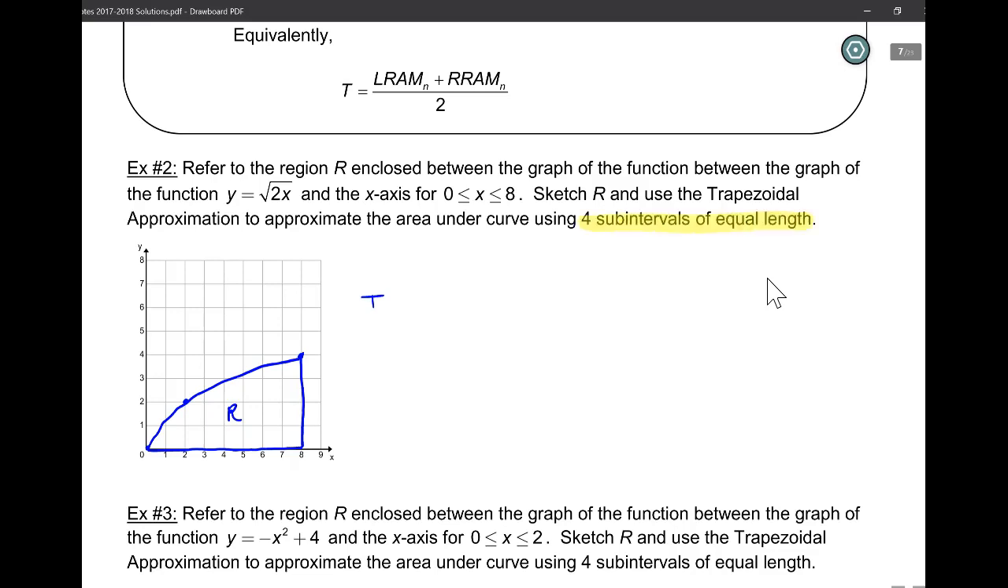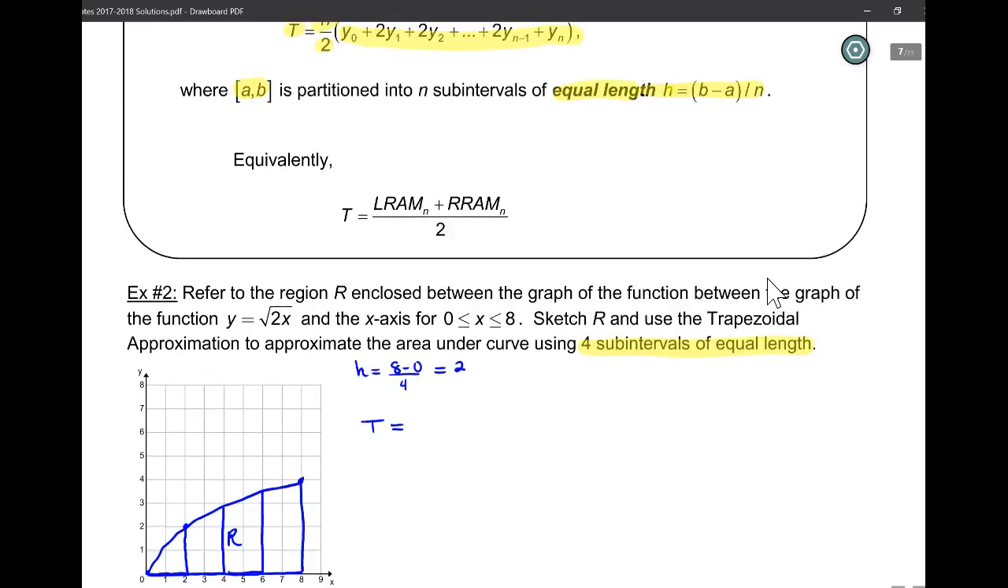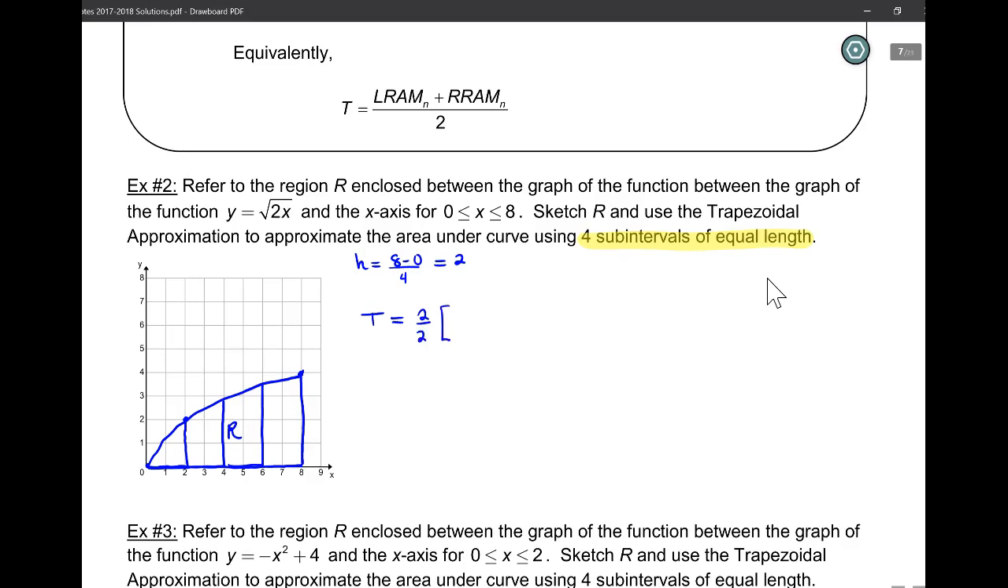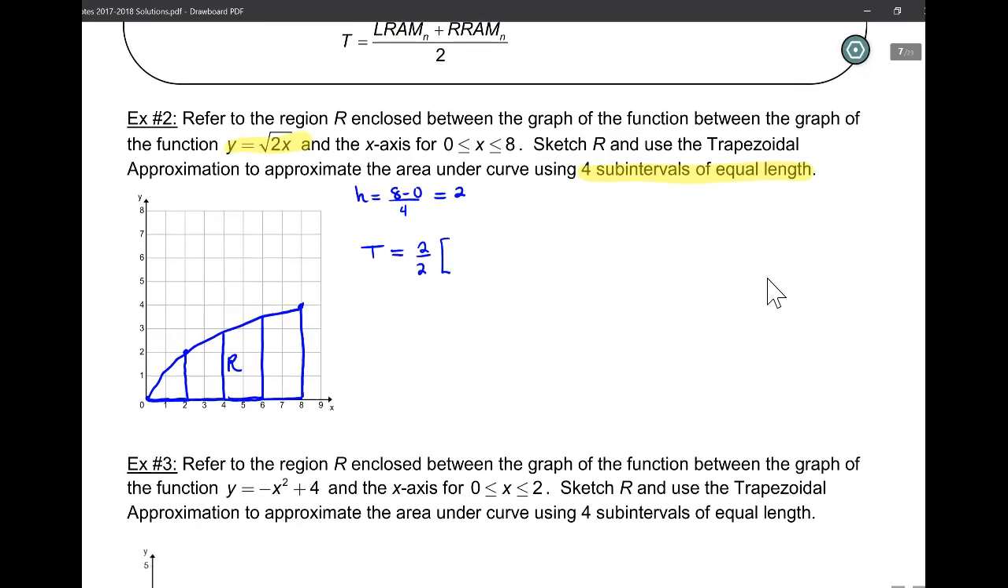So that means my height is going to be 8 minus 0 over 4. So each height is going to be 2. So I go here, here, and here. So I'm going to use the shortcut, this formula here. So I have the height over 2, so that's why I'm going to have 2 over 2. And then, remember, my function this time is the square root of 2x. So I'm going to plug in 0, 2, 4, 6, and 8.